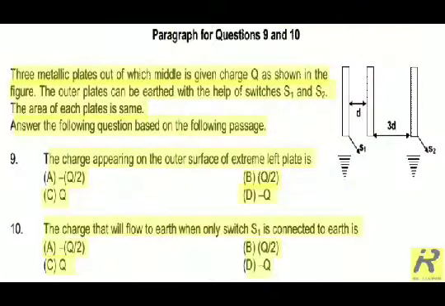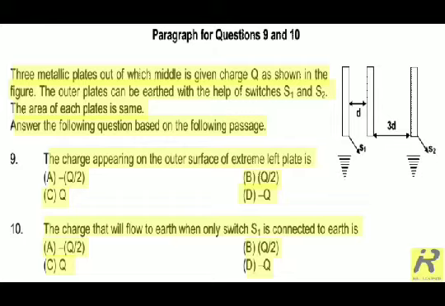Today's question is: three metallic plates, out of which the middle one is given charge Q as shown in the figure. The outer plates can be earthed with the help of switches S1 and S2. The area of each plate is the same. Answer the following questions based on the passage.